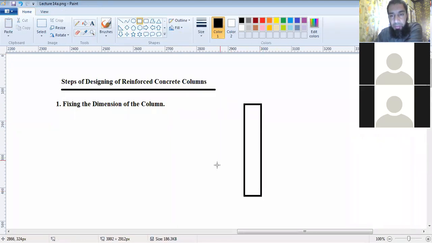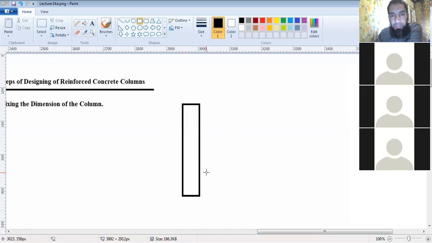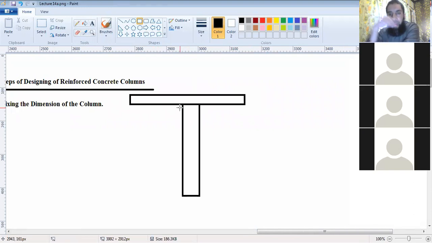For example, you have a column in the center of a hall. For it to look much more ornamental, much more architecturally good, if it's in the center of a hall, it would usually be taken as circular, but you can still have it as rectangular. It depends upon how the architect is shaping it up.